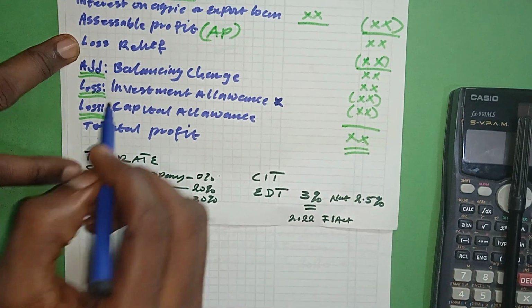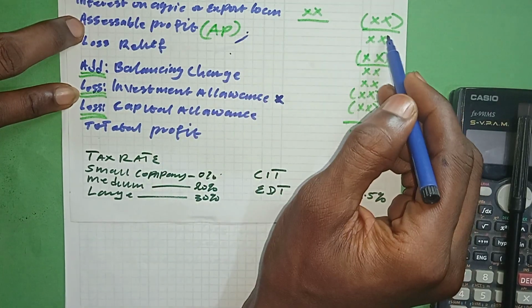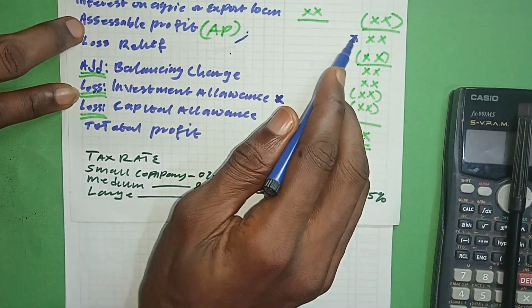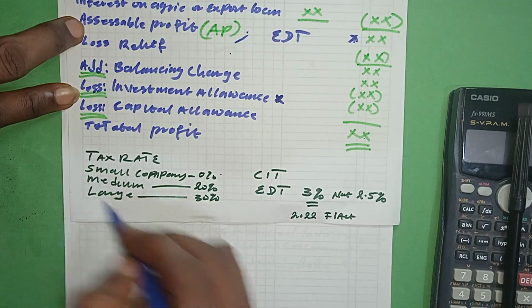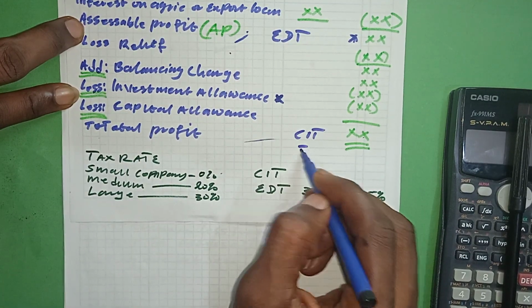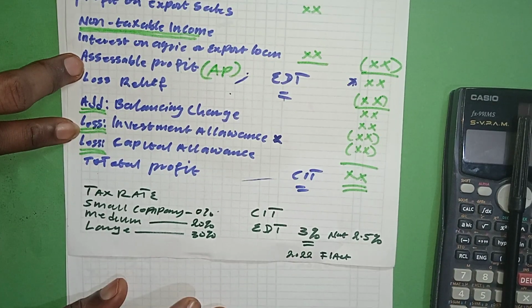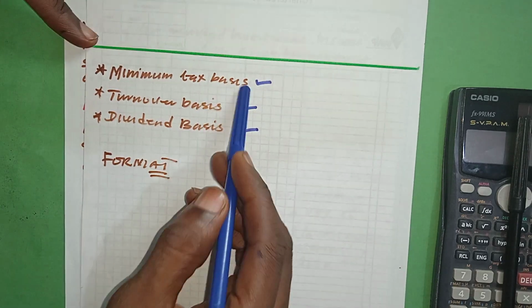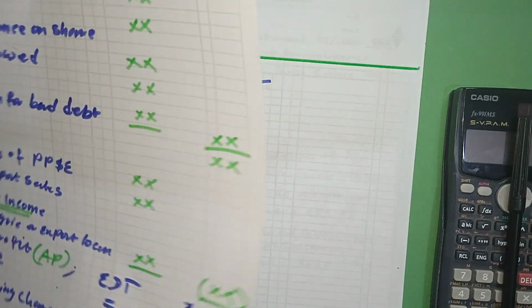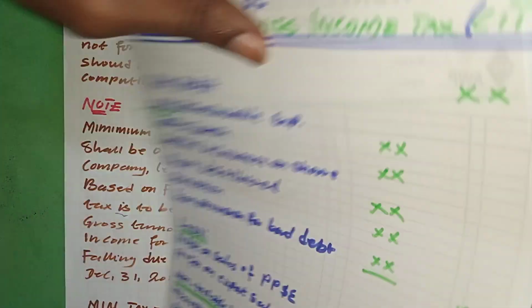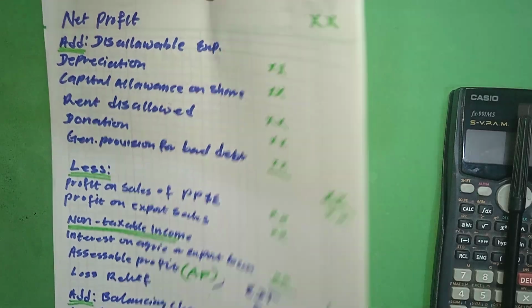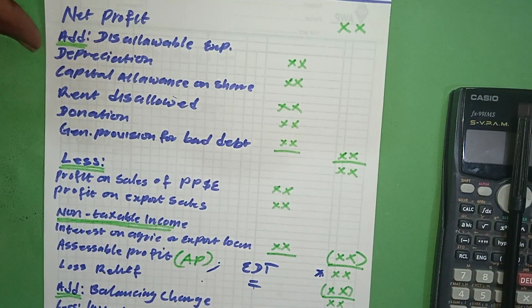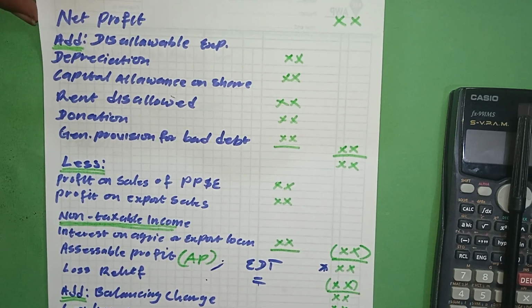Now, your EDT will be charged here as assessable profit. Your EDT will be charged here, then your CIT will be charged here. Is that okay? So this is all we have when it comes to CIT. Hopefully we're going to do a video on how to navigate these bases, the minimum, the turnover, and the dividend basis. Hopefully we'll do a video on that, if necessary. But I know it's necessary. So if you need a video on that, just let me know so that we'll go ahead and do it as fast as possible.